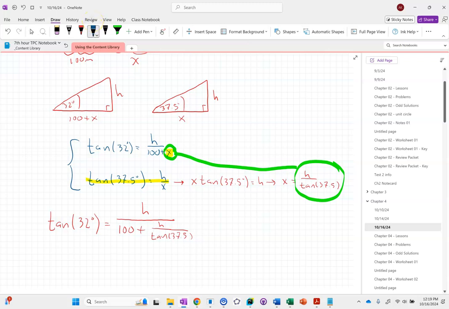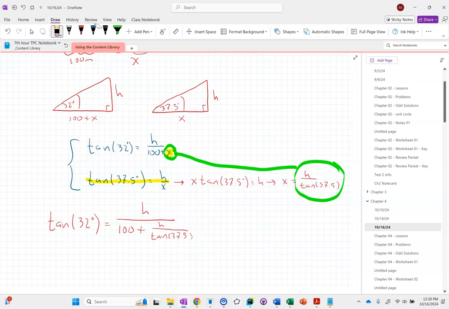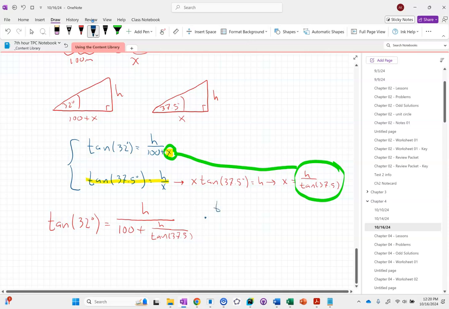All right, first order of business. When I look at this, there are several things I don't like that I'm going to work on fixing to make solving this easier. First thing that I see that I don't like is that I have a fraction inside of a bigger fraction. Right, I have this little fraction inside of the bigger fraction. You guys see that? That stinks. That's the first thing I'm going to fix. To fix that, I'm going to multiply the top and bottom by tan 37.5.